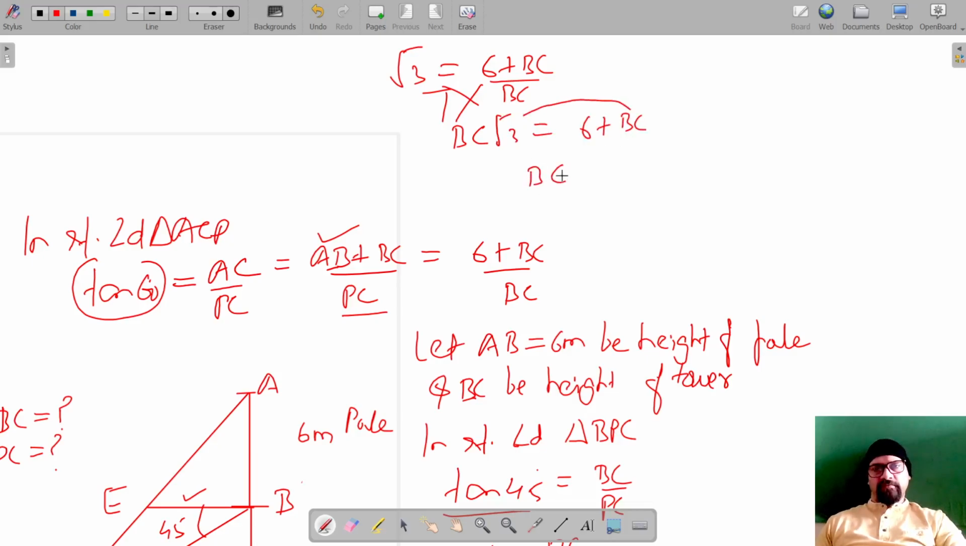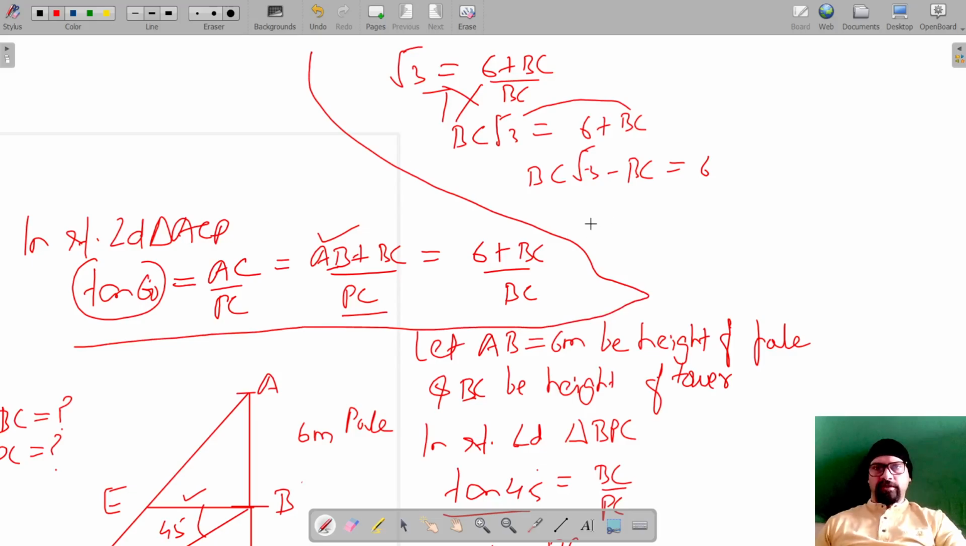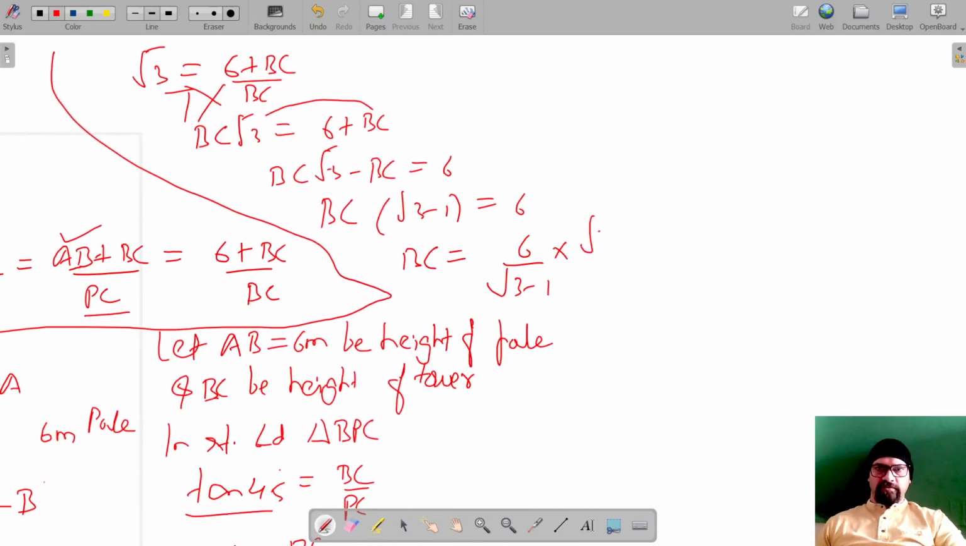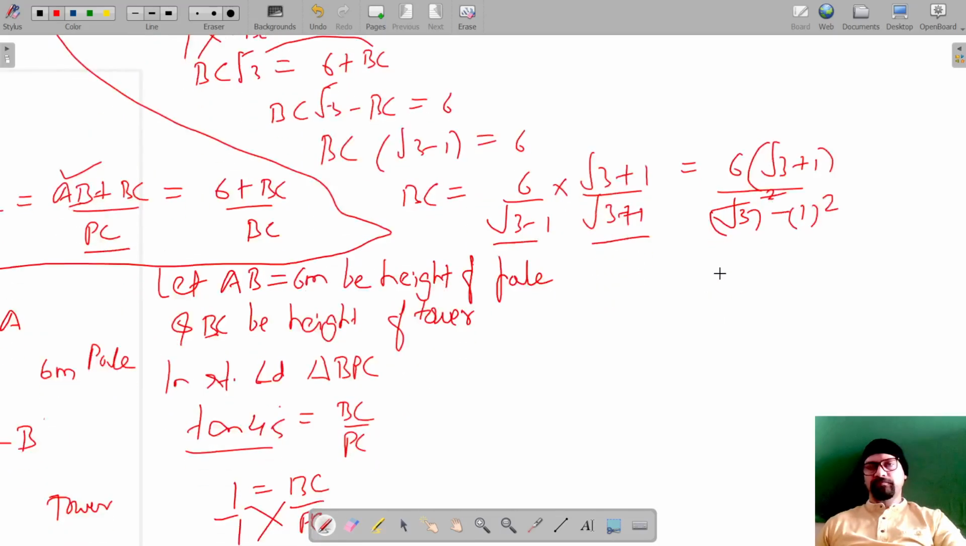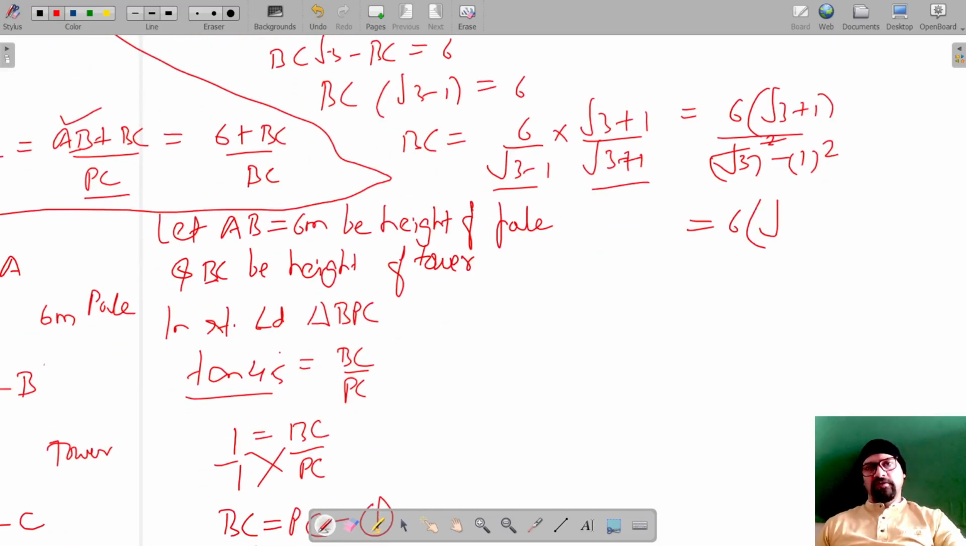Let's take BC to the left hand side. So BC into root 3 minus BC is equal to 6, and BC into (root 3 minus 1) is equal to 6. So BC is equal to 6 upon (root 3 minus 1). If we rationalize this, multiplying by the conjugate (root 3 plus 1) upon (root 3 plus 1), using a squared minus b squared, we get 6 into (root 3 plus 1) upon (3 minus 1), and 3 minus 1 is 2.